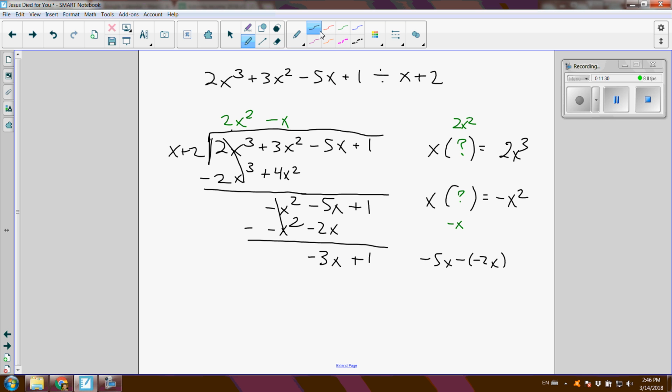And finally, we ask ourselves, x times what equals negative 3x? Well, x times negative 3 equals negative 3x. So there's a negative 3. Minus 3 times x plus 2 is minus 3x, minus 3 times 2 is minus 6. And we subtract again. Those cancel out because anything minus itself equals 0. 1 minus negative 6 is the same as 1 plus 6, which is 7.